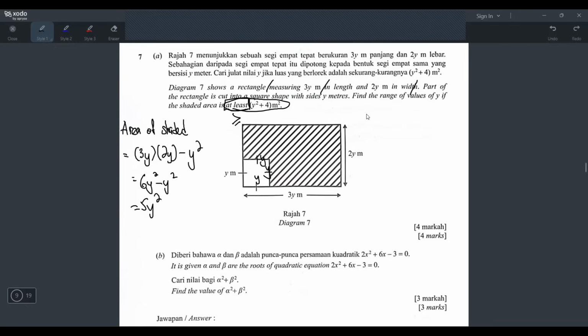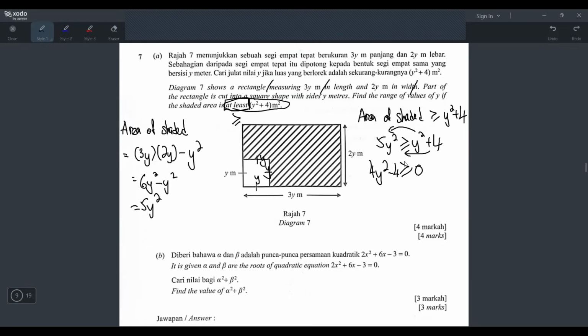It means your shaded area has to be at least, meaning bigger than or equal to, y square plus 4. It means 5y square has to be at least y square plus 4, because the shaded area is 5y square, right? And then now I can find my y, right? Because I can just move the y square, so it becomes 5y square minus y square, which is 4y square. But the plus 4 also I can move, so it becomes minus 4 equals 0.